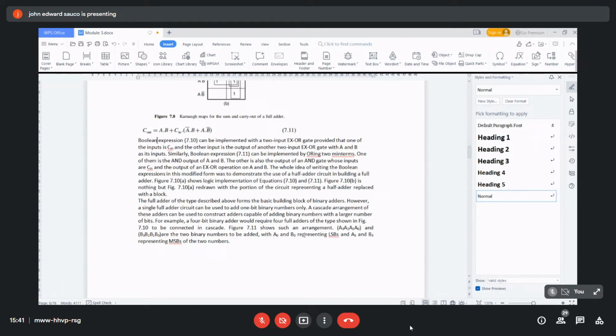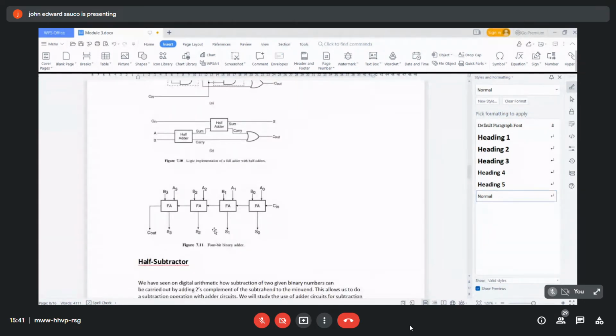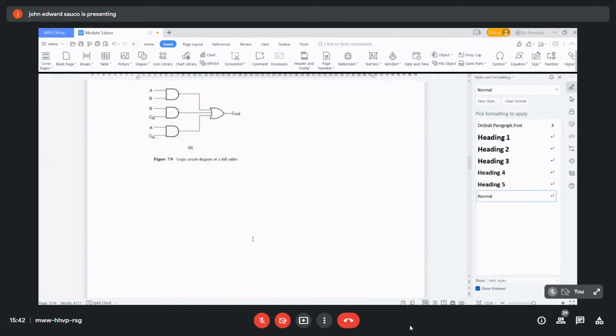Yung A0, B0 is the LSB at yung most significant is nasa dulo. Mas malinaw? Ito yan, 4-bit binary adder. So A0, B0, full adder, S0. A1, B1, full adder, S1. And then dito yung carry in, then carry out. So yan yung diagram ng 4-bit adder. Okay? So yun ang about sa mga adder.